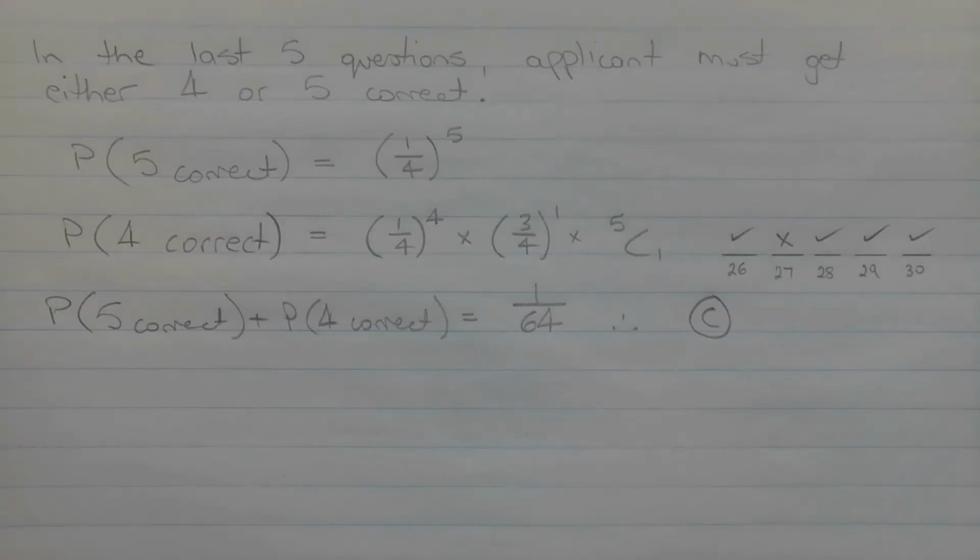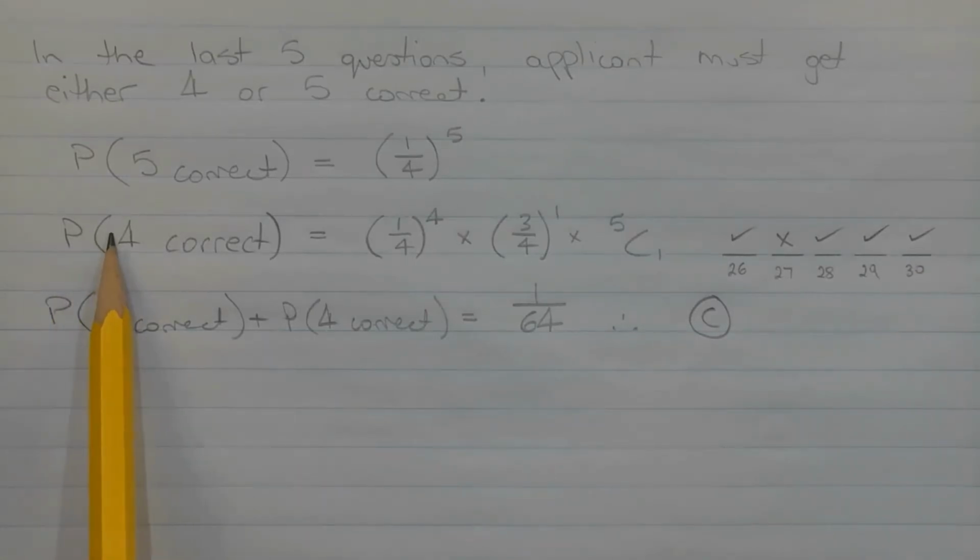Now since there are 4 options, the probability of answering any one of questions 26 to 30 correctly is 1 over 4. The complement of 1 over 4 is 3 over 4, so the probability of making a mistake is 3 over 4. We have 2 possibilities to consider. Either the applicant gets all 5 correct, and the probability of that occurring is 1 over 4 to the power of 5, or the applicant makes 1 mistake in any one of these 5 questions.